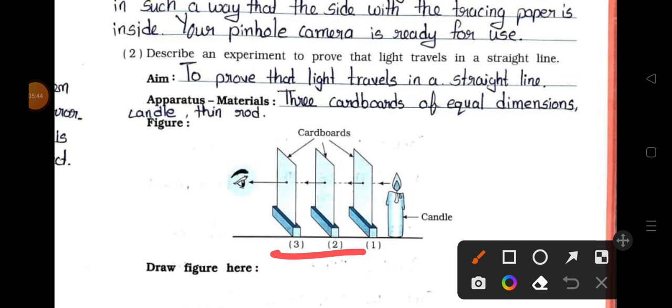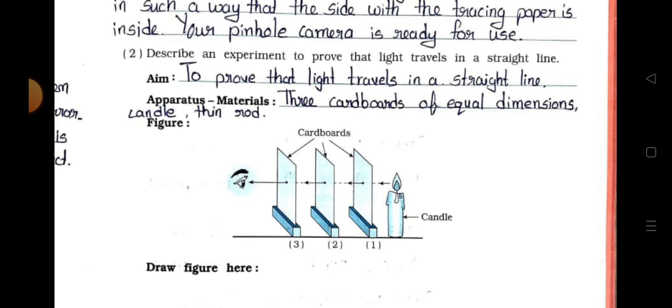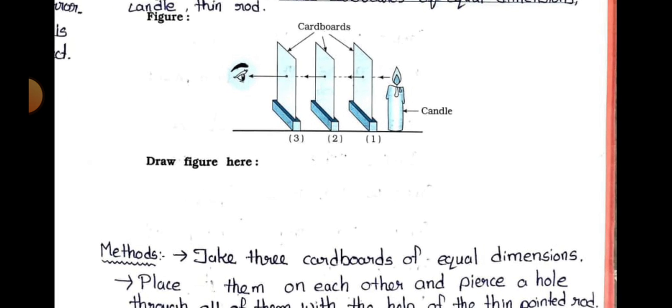Here the figure is there. The eyes are here, we can see from this side. These are the cardboards and this one is the candle. This one is cardboard number 1, cardboard number 2 and cardboard number 3. In this place you have to draw the figure.